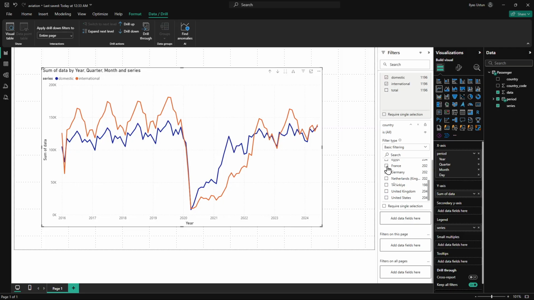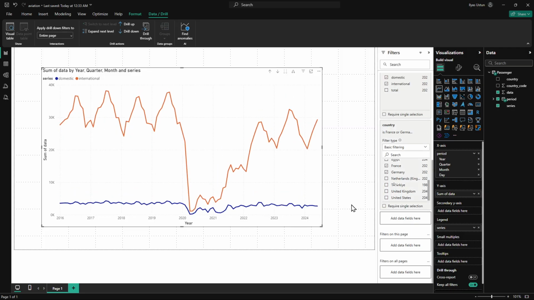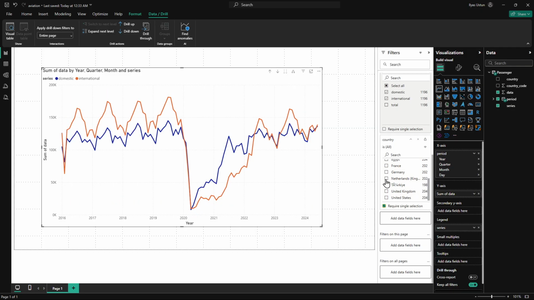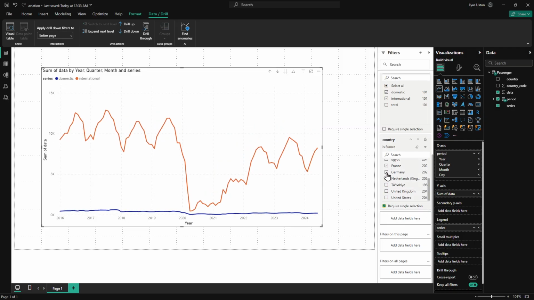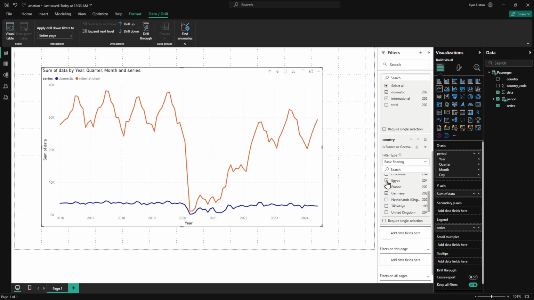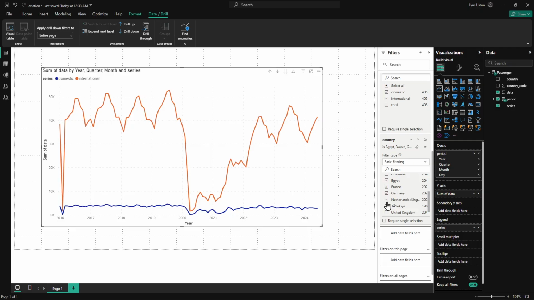Now, for example, let's take two countries, France and Germany. When you do this, the lines you see here are the total of France and Germany for international, the orange one, and the blue one is for the domestic flights. The aggregation level is monthly data again. By the way, if you only want a single country selected, you can select this one. If you unclick that, then by clicking several countries, you can add them up like this.